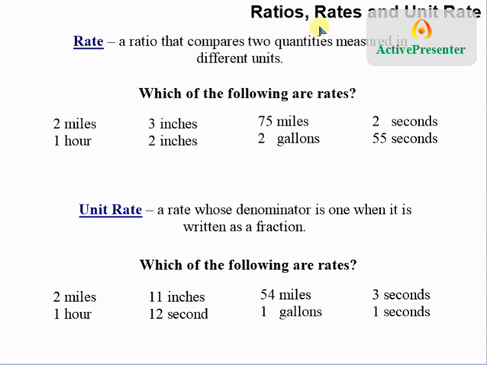Okay, so last time we were talking about ratios and how ratios work. Ratios being a comparison of one kind of thing to another kind of thing. And we talked a bit about proportions, and proportions are simply equivalent ratios. So ratios that are equal to each other.